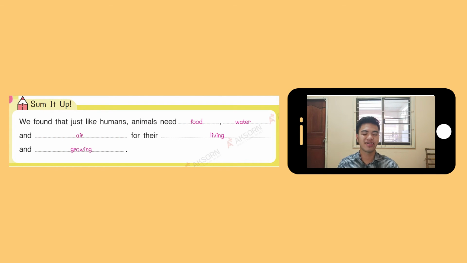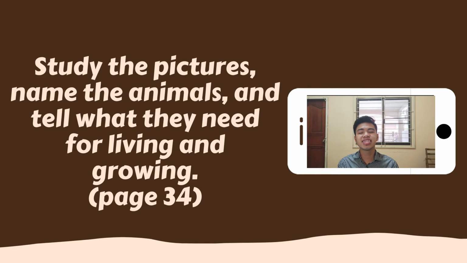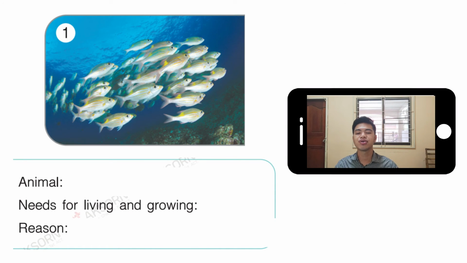Very good. For the last activity, we're going to study the following pictures, name the animals, and then tell what they need for living and growing. I want you to open your book to page 34 and do the activity. Here for number 1, what animal is this? It's a fish. So what are its needs for living and growing?